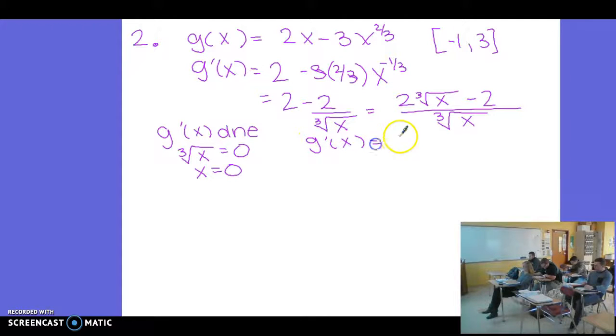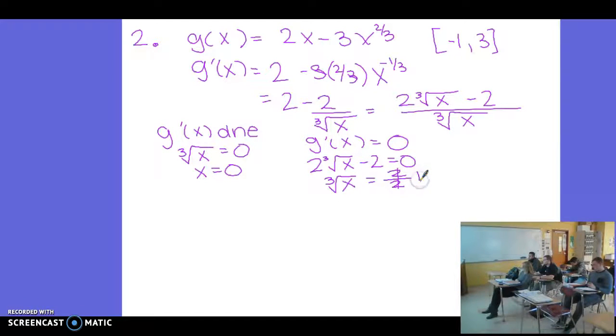g prime of x equals 0 when 2 cube roots of x minus 2 equals 0. You would simply add your 2 over and divide by 2. So you get the cube root of x equals positive 2 divided by 2, which is 1. So x would equal 1. Now, looking at 0 and looking at 1, are they in my interval? Yes.